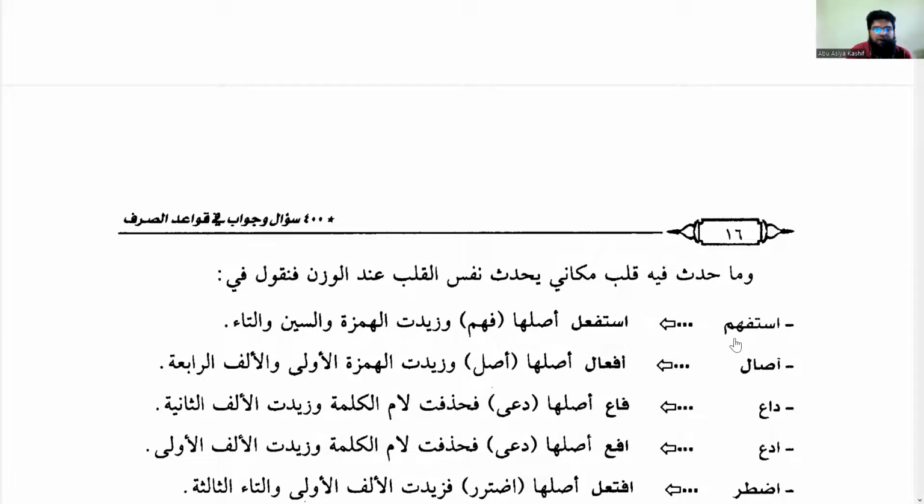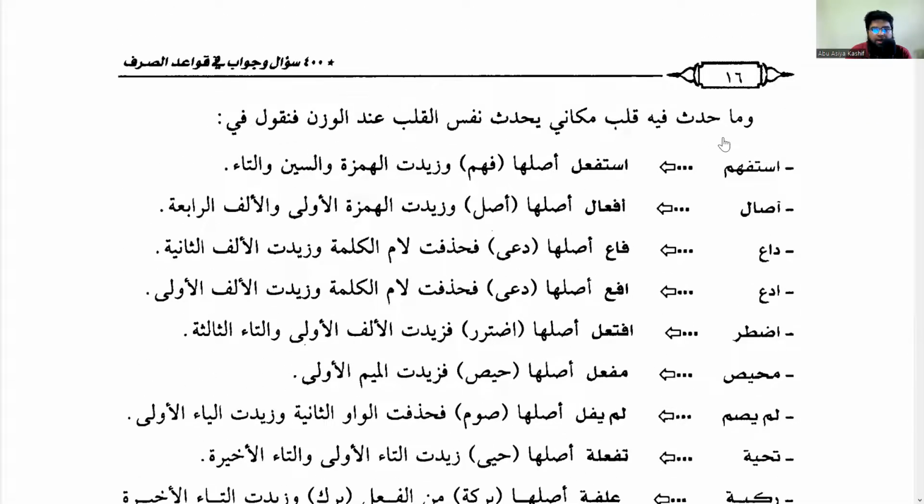For example, istafhama. So what is the root letter for that? Istaf'ala, asluha fahima. The root letters are what? Fa, ha, and mim. Wazidatil hamzatu was-sinu wat-ta. Correct. The hamza, sin and ta are added to it. So it's on the pattern of what? Istaf'ala. How did we know that?